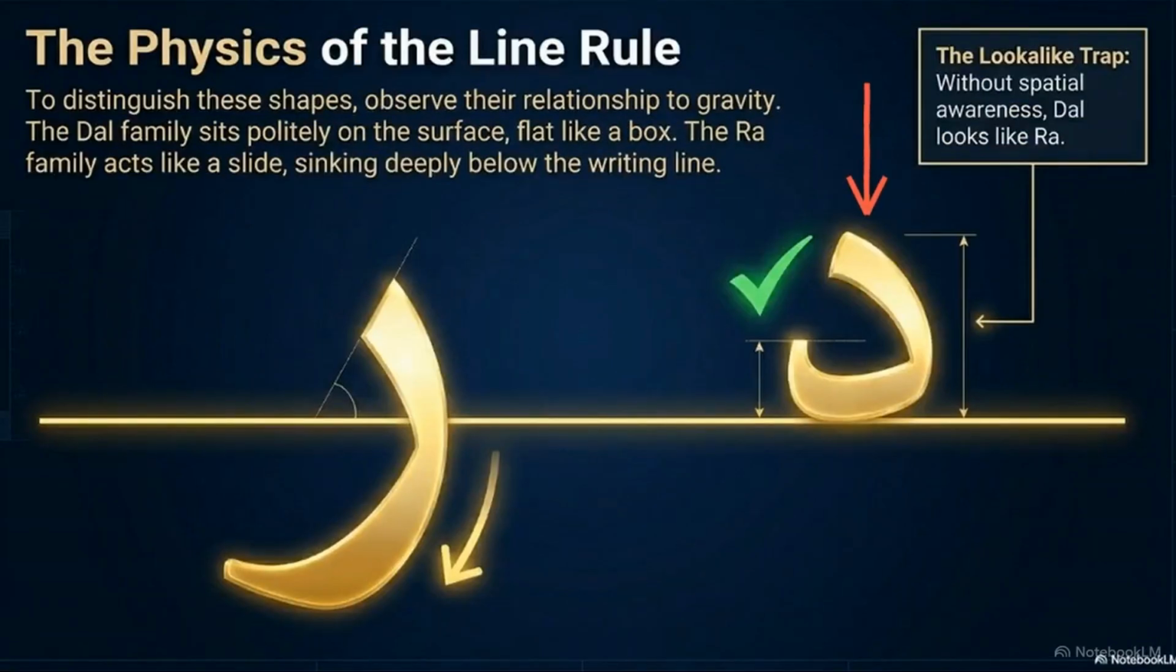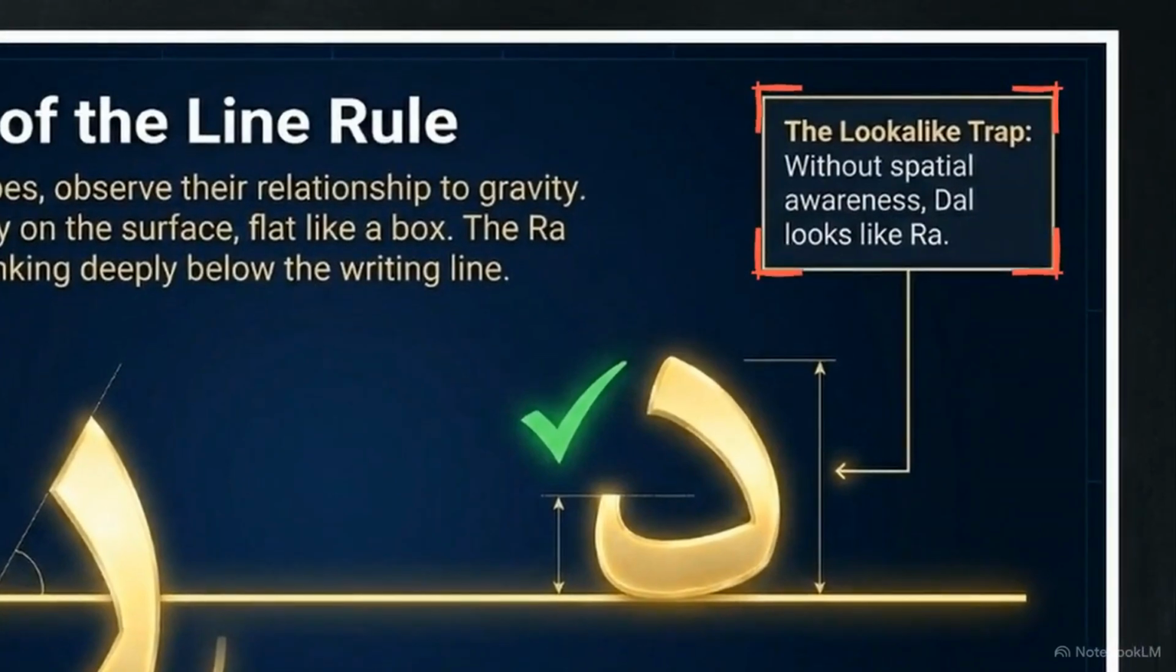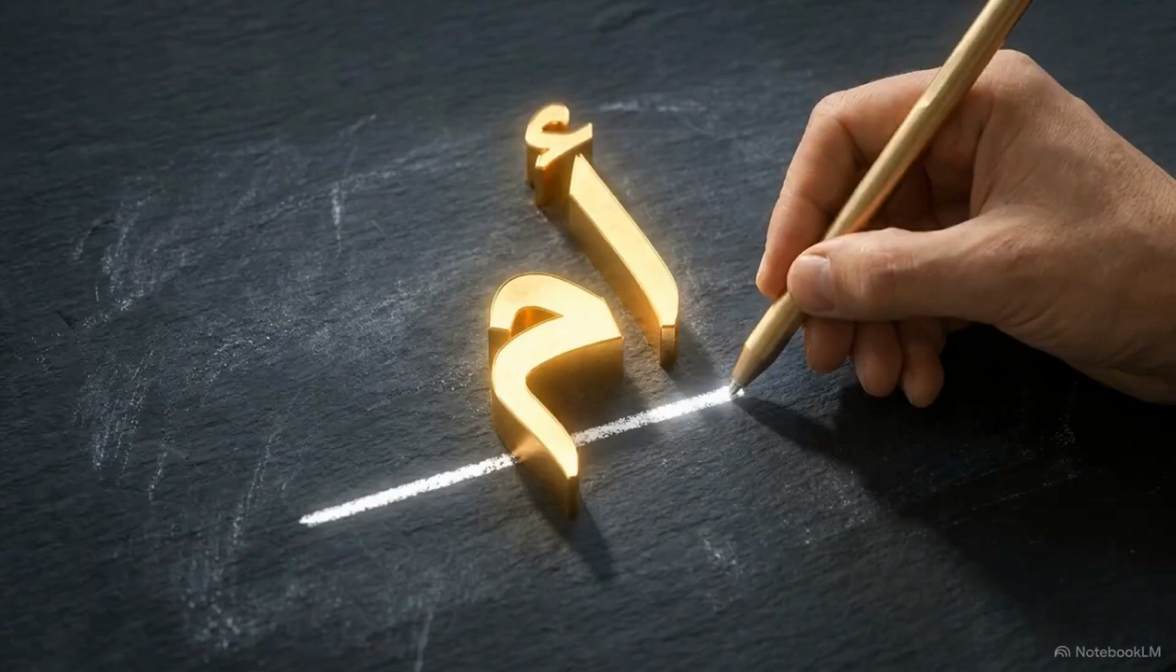Dal sits flat on the surface, like a box. Ra acts like a slide, sinking below it. Notice the lookalike trap on the right. If you do not observe the writing line, Dal looks identical to Ra. Developing spatial awareness of exactly where a letter sits on the writing line is your most effective defense against misreading similar Arabic letters.